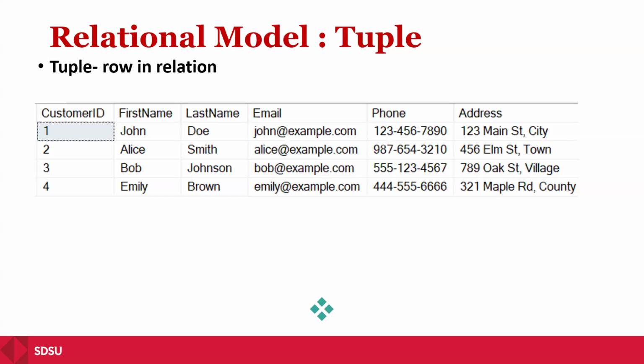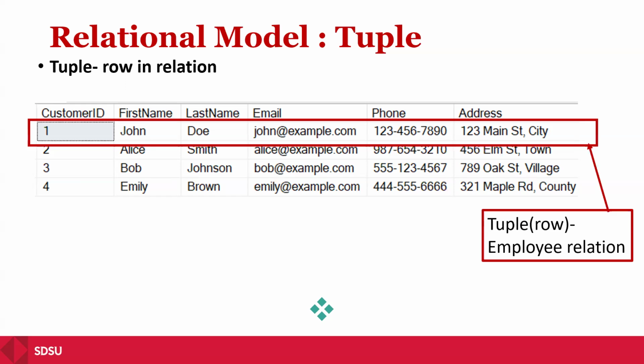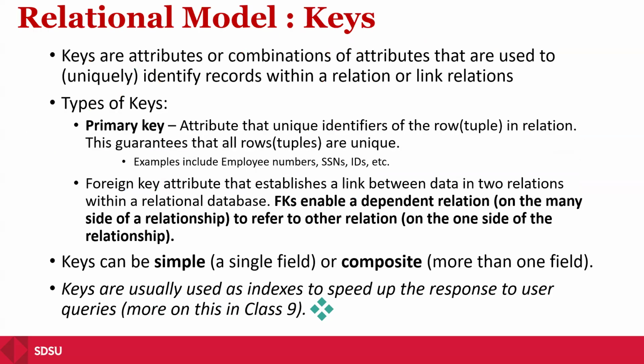So we talked about relation, talked about attributes, now tuple. A tuple is a row in a relation, so it's one certain row. In this case, for example, the row with customer ID 1 is going to be a tuple of the relation, also a super simple concept.